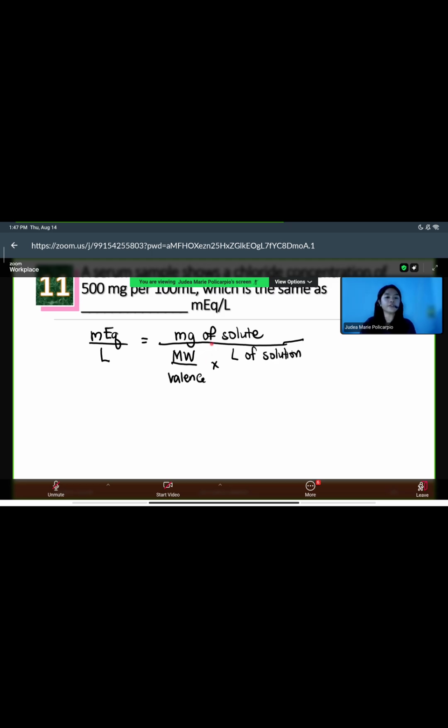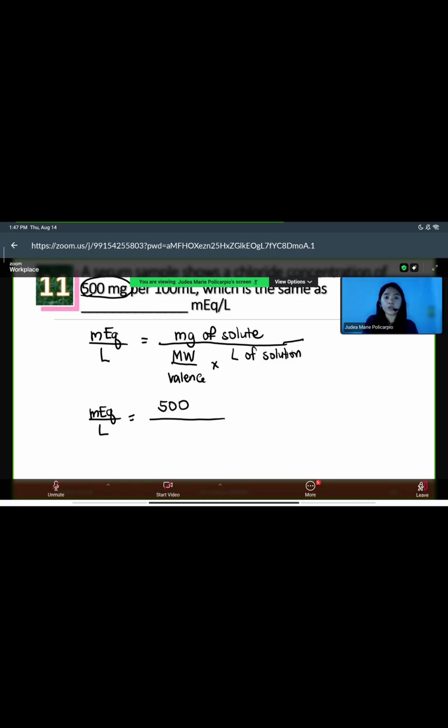Okay? So in this case, let's substitute the given values into the equation. We're asked to get the milli-EQ per liter. So what will we do? Let's put in the milligrams of solute. How many milligrams of solute do we have? Our milligrams of chloride is 500. So let's put 500 on the numerator, and we divide it by the molecular weight. I'm not sure if I put the molecular weight there.